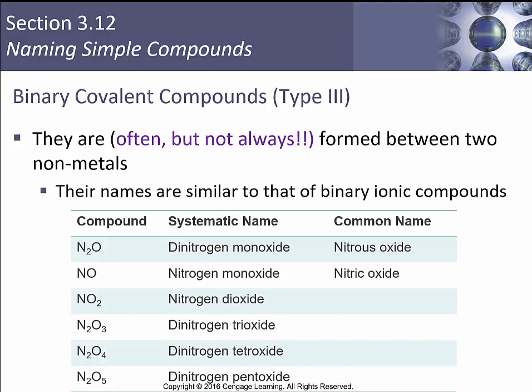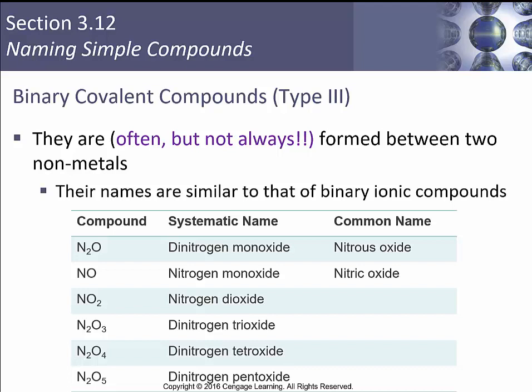So the systematic name here would be dinitrogen, because I've got 2, and then monoxide. It tells me how many oxides. You could also get away with leaving off the mono a lot of the time and call it like dinitrogen oxide. The common name is nitrous oxide. NO is going to be nitrogen monoxide. You don't have to call it mononitrogen, or nitric oxide. NO2 is going to be nitrogen dioxide, because I've got 2 oxygens.